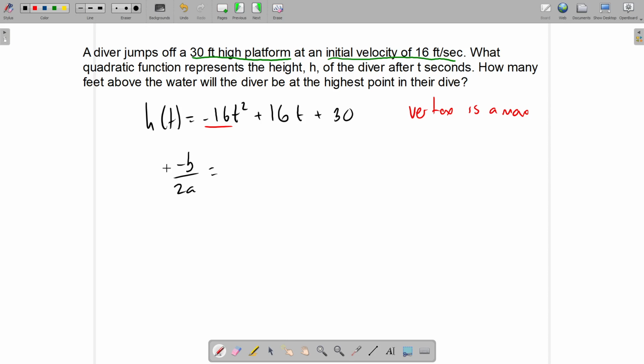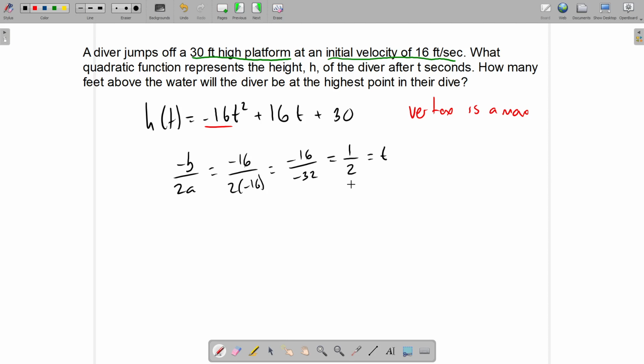Right, this will give us the x value, or the t value in this situation, of the vertex. So if we take negative b over 2a, we have negative 16 over 2 times negative 16, which would give us negative 16 over negative 32, which simplifies into 1/2. Okay, so 1/2 second is how long it's going to take the diver to reach their maximum height.